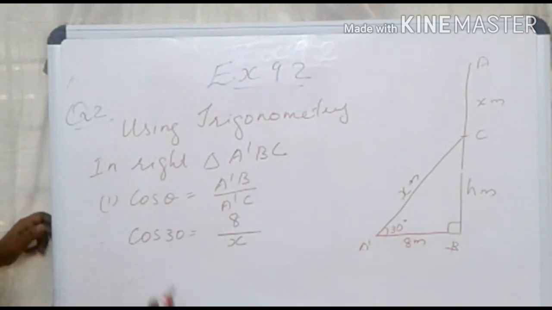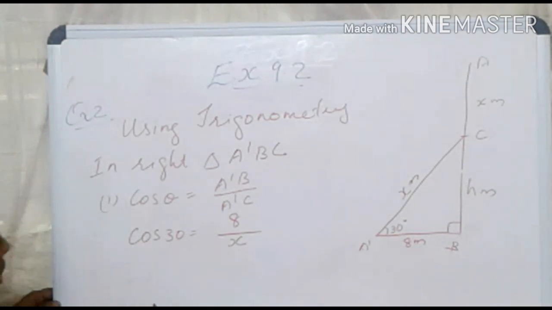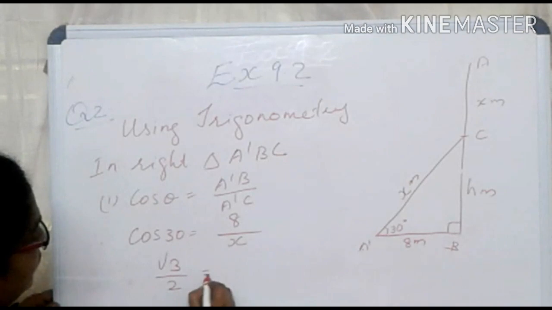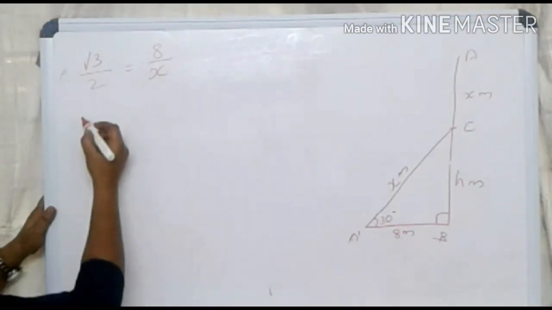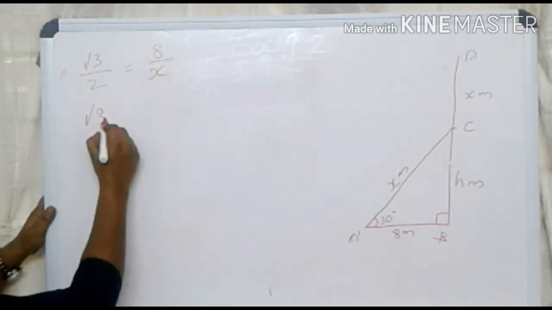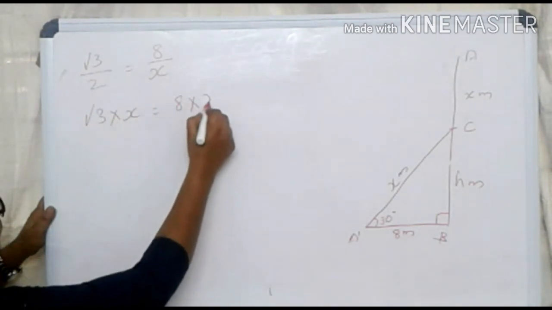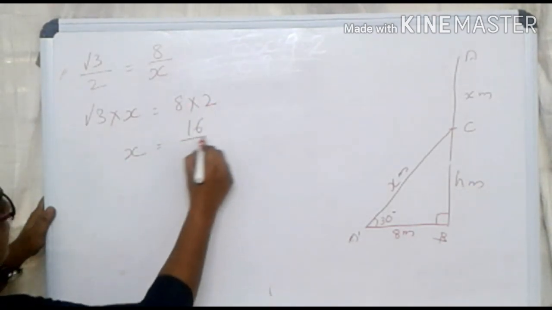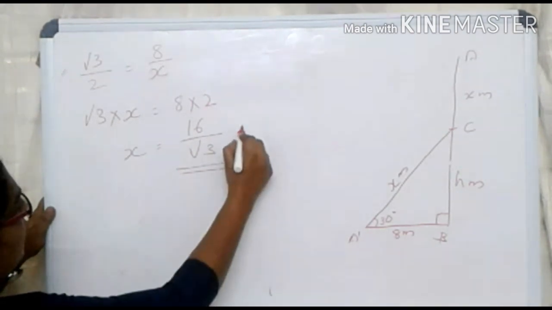Now, what is cos 30? We know the value of cos 30 is root 3 by 2. Therefore, root 3 by 2 equals 8 by x. Doing the cross multiplication, we get root 3 x equals 8 into 2. Therefore, x is equal to 16 by root 3. This is the value of x.